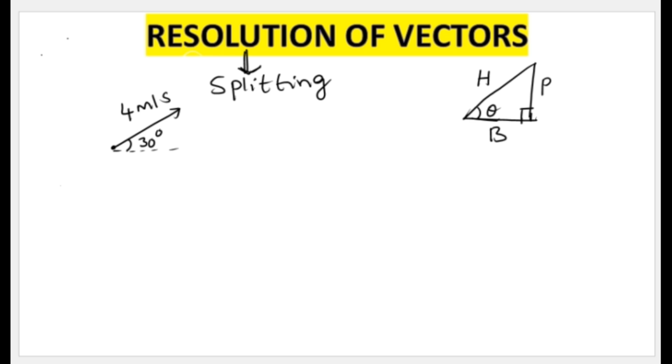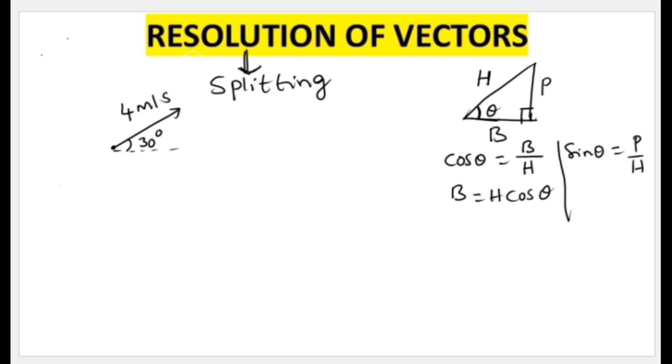So consider a right angle triangle. See, this is theta, this is hypotenuse, this is base, this is perpendicular. Already we know very well cos theta is equal to base by hypotenuse. From this, base is equal to h cos theta. Next, sin theta is equal to perpendicular by hypotenuse. From this, perpendicular is equal to h sin theta.